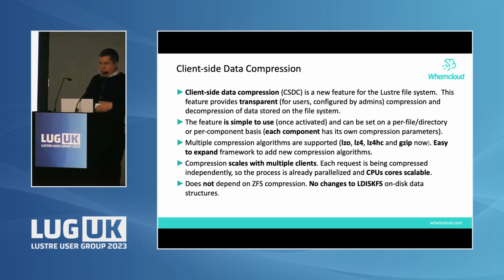as data is compressed on the client side, it is scalable there. Assume a lot of clients are writing to the same file, they can do so at the same moment. So it's scalable. And on the client side, all CPUs are used because every request is compressed separately, so it's scalable there. No changes in the LDiskFS structures are required. Same for ZFS.